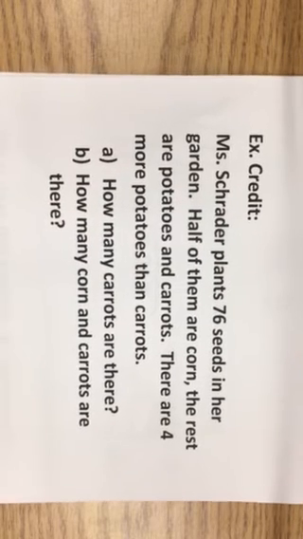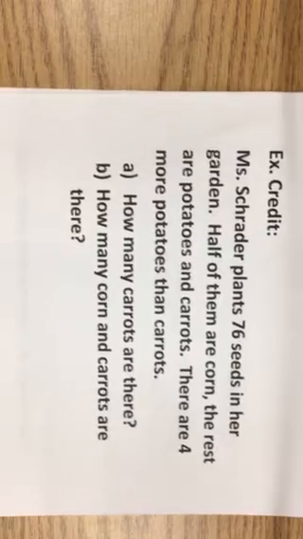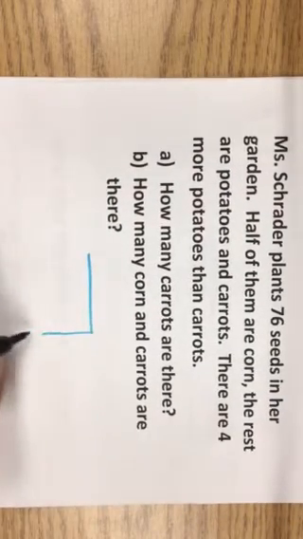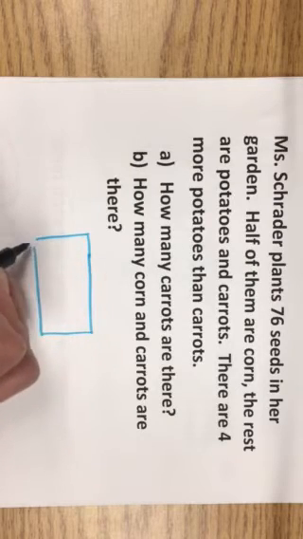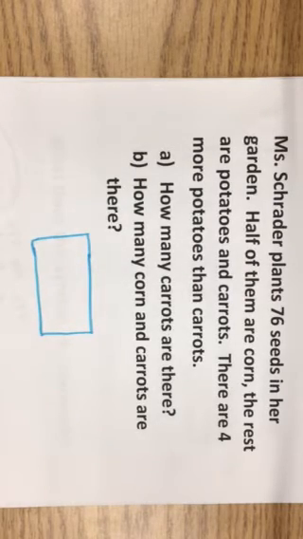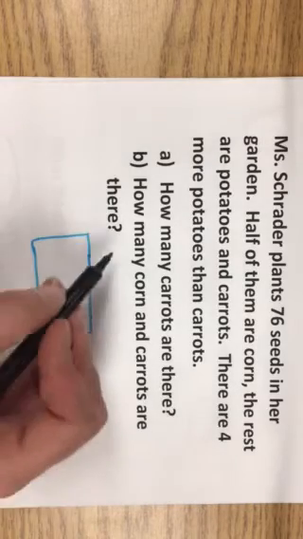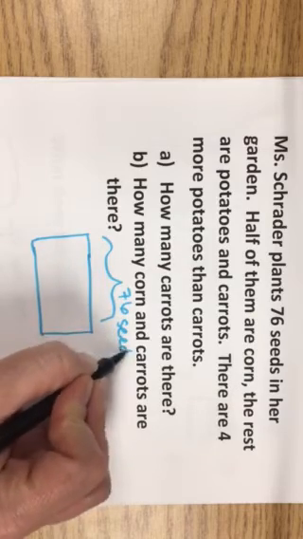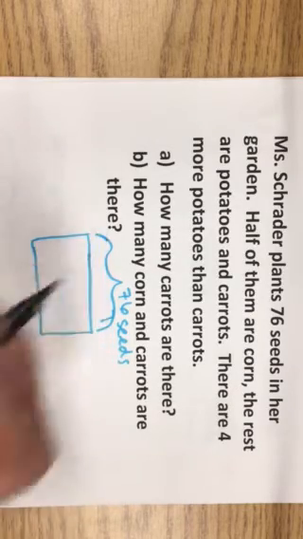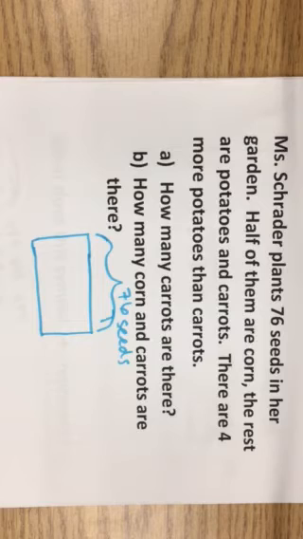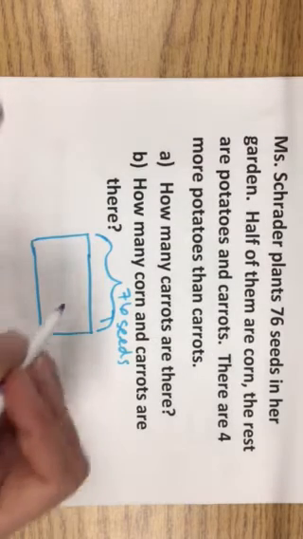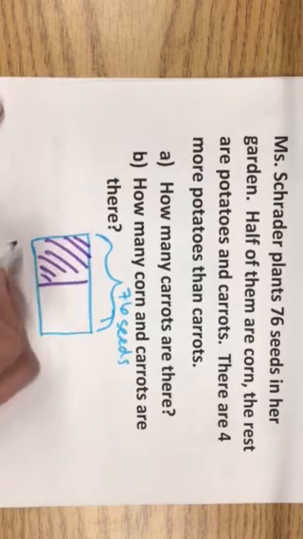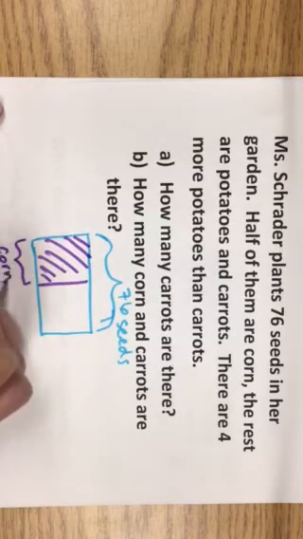So I, again, really like to work with the models. So what I would start with is I would just kind of draw my garden, right? Here's my garden. And I know right off the bat that I plant a total of 76 seeds. Okay, so all together in this fabulous garden are 76 seeds. Half of them are corn. So right off the bat, I'm going to take my model and I'm going to say these are corn.